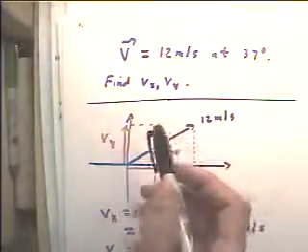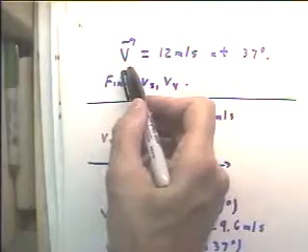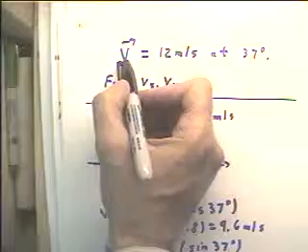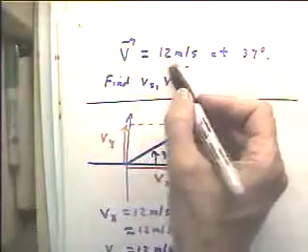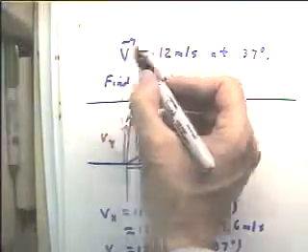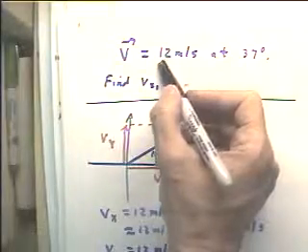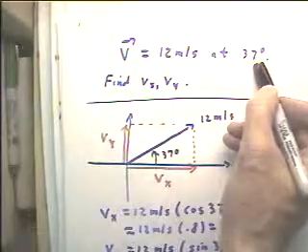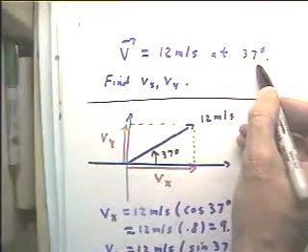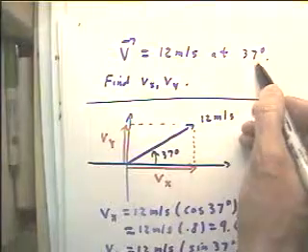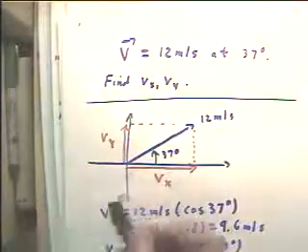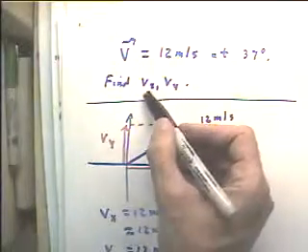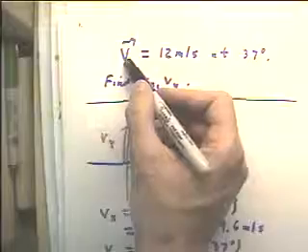Okay, our first problem, we have a vector which we designate with V. The arrow over the top indicates that we have a vector, and that vector is a velocity vector, which is a 12 meter per second velocity at 37 degrees. Now the 37 degrees is measured from the positive x-axis, and the 12 meter per second is called the magnitude of the vector. We want to find the x and the y components of this vector.